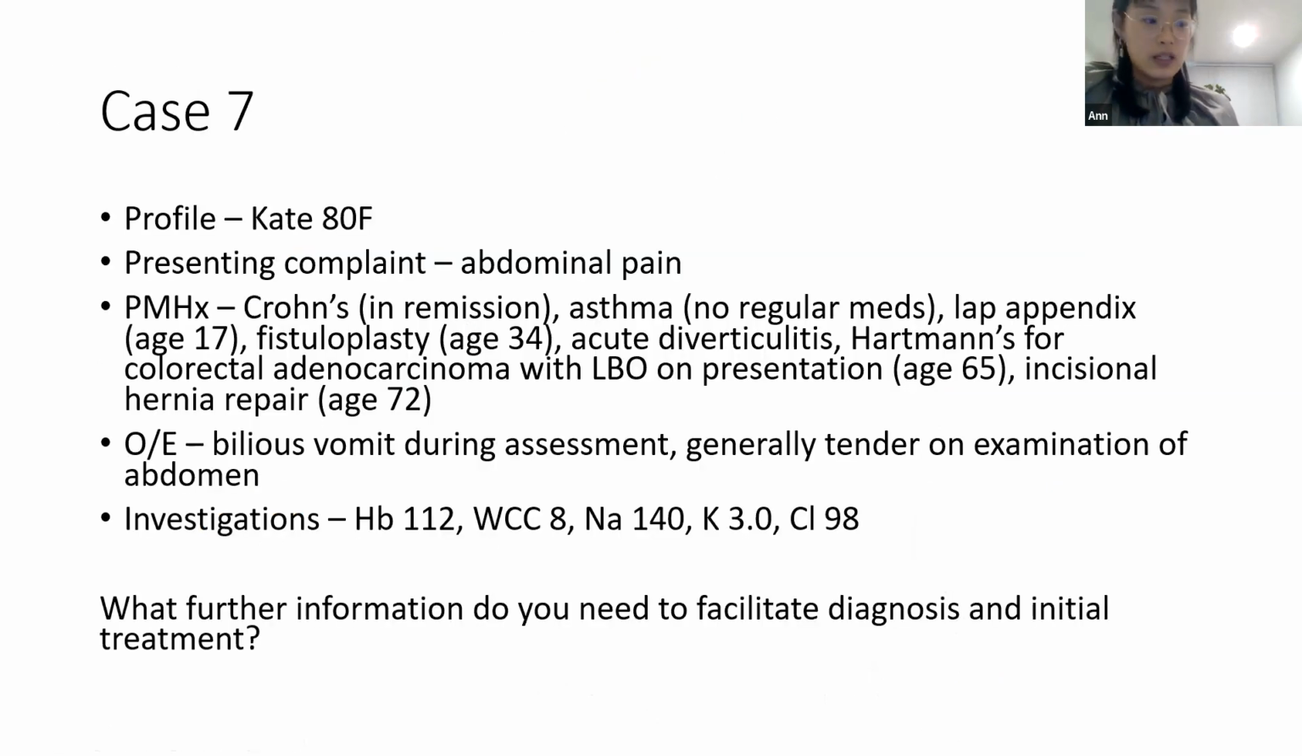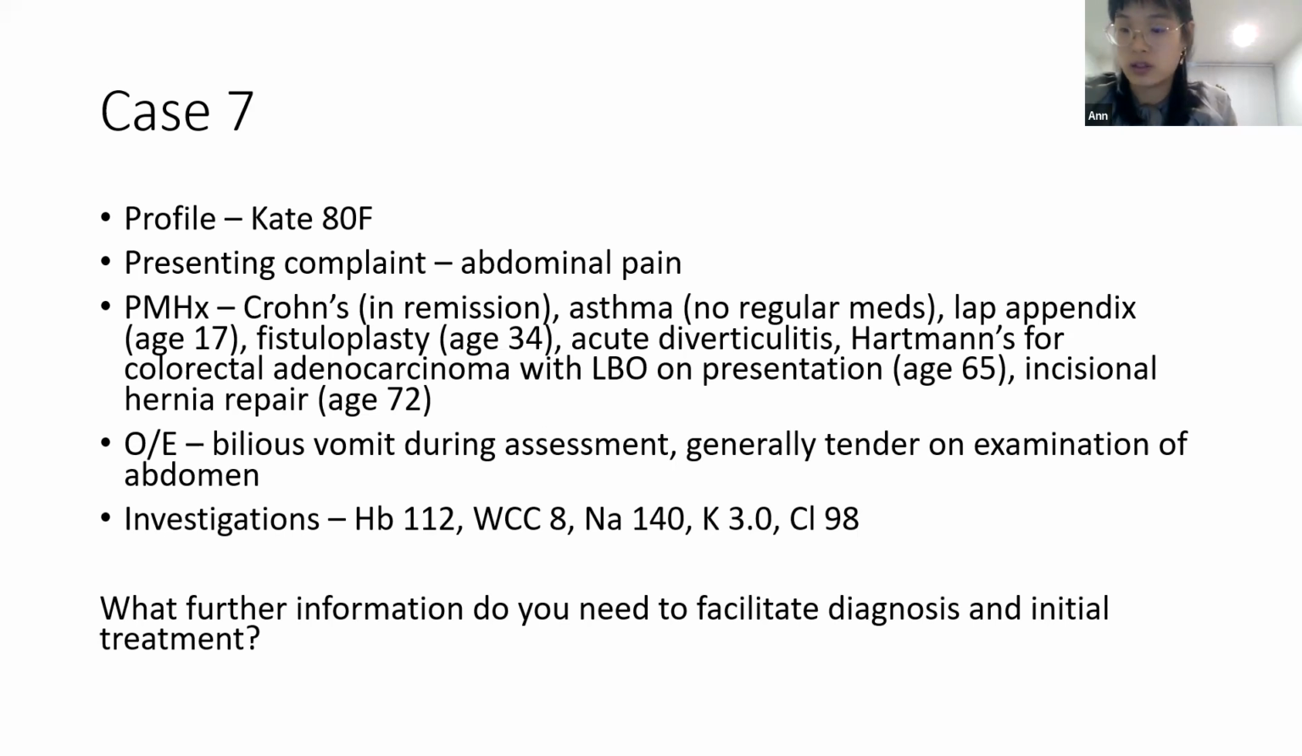So last case for poor old Kate. She's now 80 years old. Again, abdominal pain. We know her history quite well at this point. She's had quite a protracted course. She's got Crohn's, asthma, lap appendix, fistulopathy. She no longer has diverticulitis because she doesn't have a descending colon anymore following a Hartmann's for malignant bowel obstruction due to colorectal adenocarcinoma. And she also ended up getting that incisional hernia repaired at the ripe old age of 72. This time she's come in because she's got severe nausea and vomiting and abdominal pain.